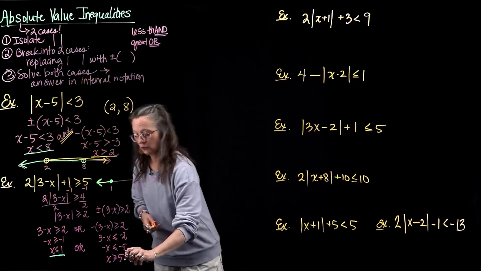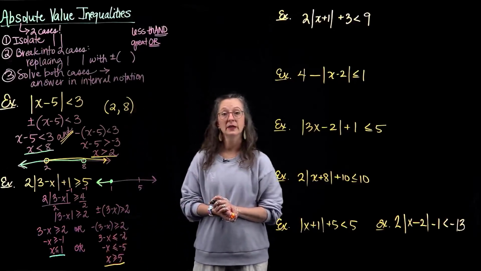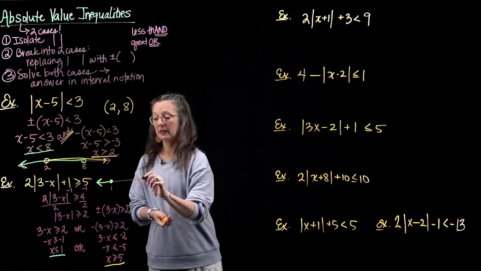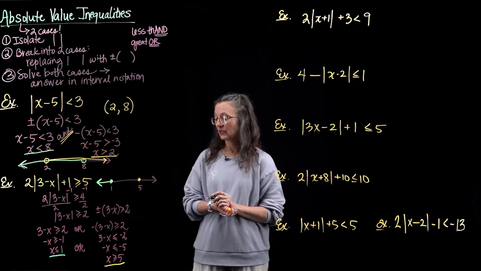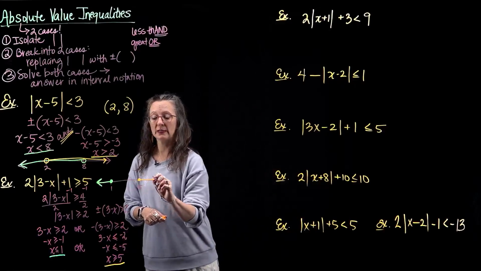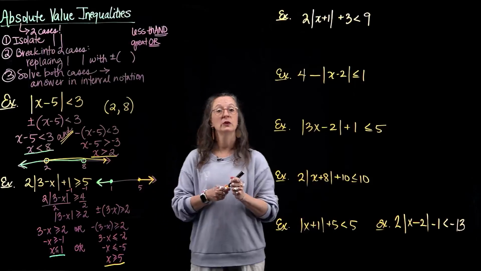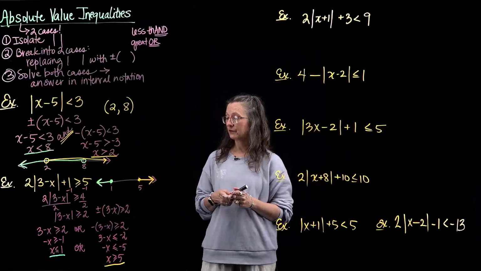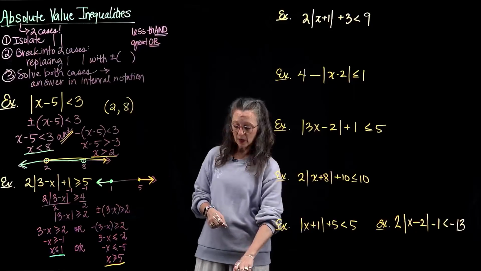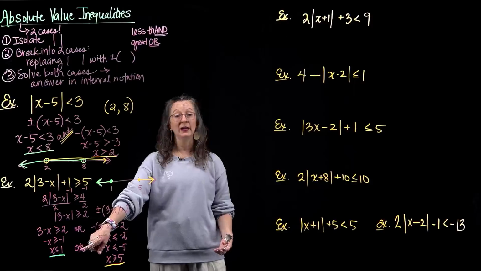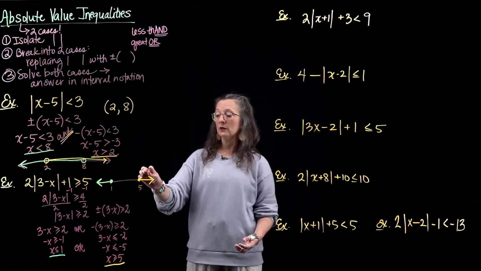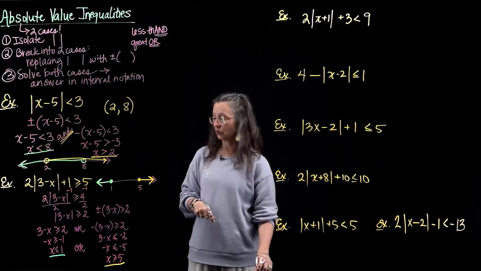X greater than or equal to 5, I'm going to mark in orange, because it's greater than or equal to, I'll have a solid dot. It's greater than 5, so that will be to the right. And I'm going to also shade the arrow. All right, so looking at this number line, we have two regions, and because they are joined by an or, either region is a solution.